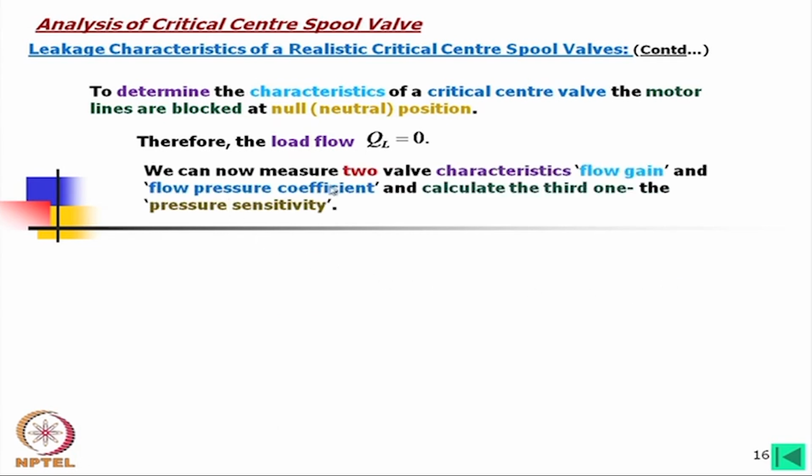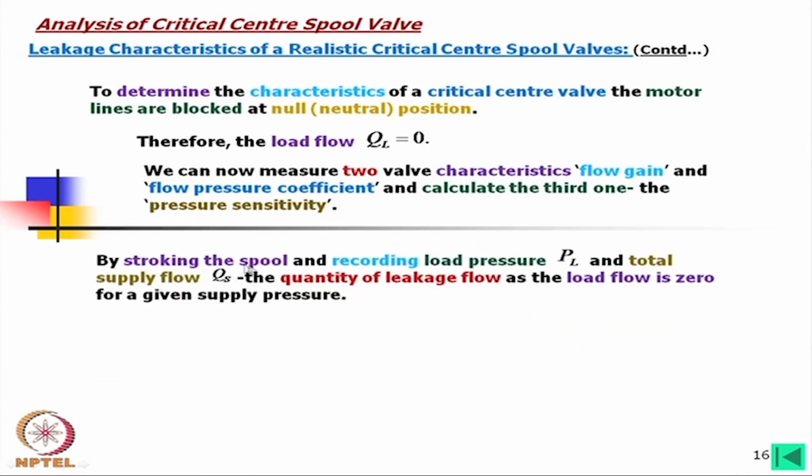We can now measure two valve characteristics, flow gain and flow pressure coefficient, and calculate the third one, the pressure sensitivity, for null positions. By stroking the spool and recording the load pressure P L, in that condition we give a small stroke and we measure the P L. P L means the other side of the spool, if you remember the spool figure, and total supply flow Q S, the quantity of leakage flow as the load flow is 0 and given supply pressure. This means that at that condition we measure the flow out from the valve, which is nothing but the leakage flow.